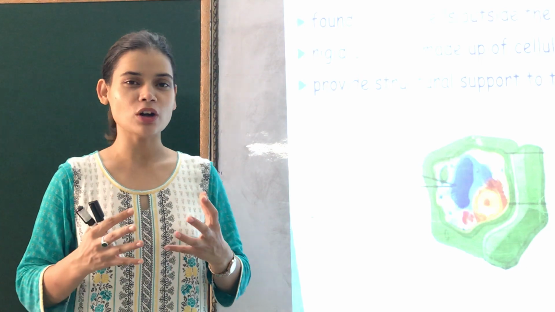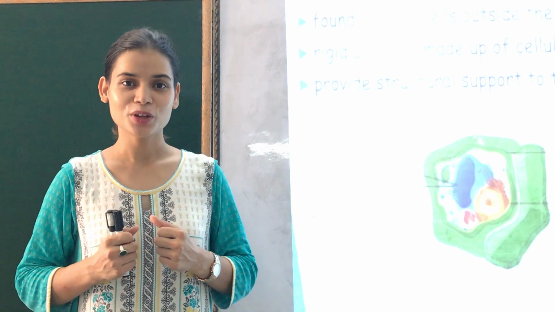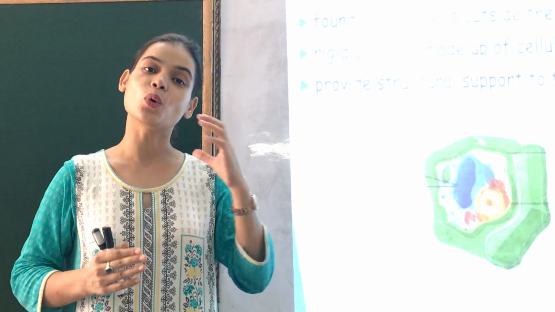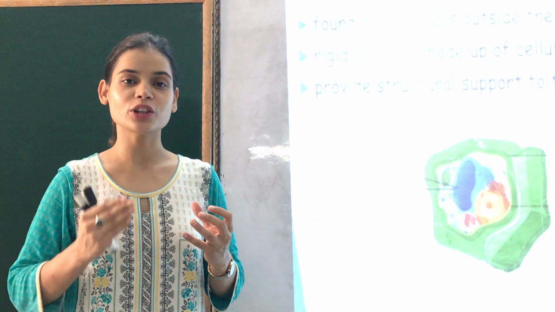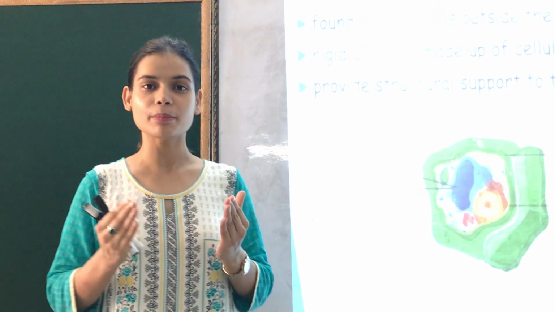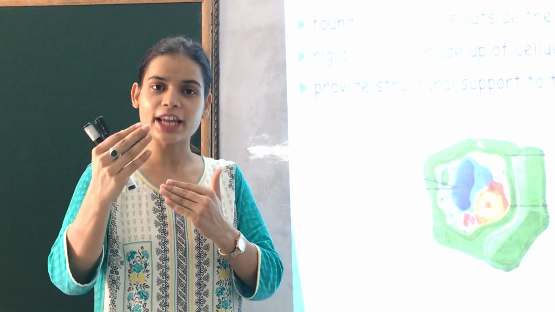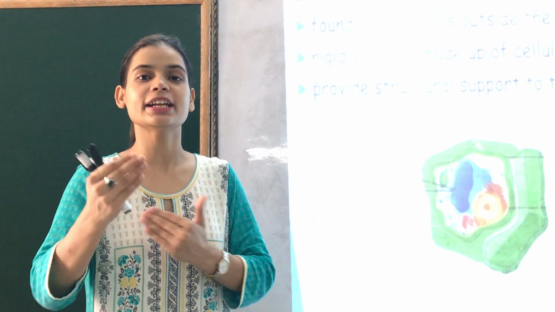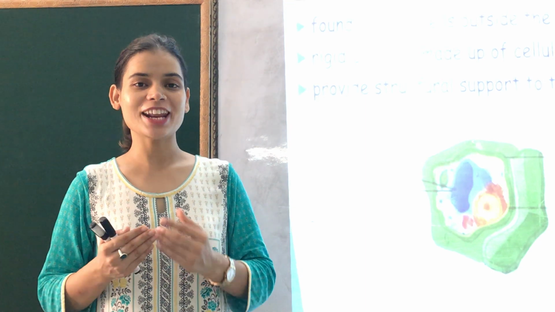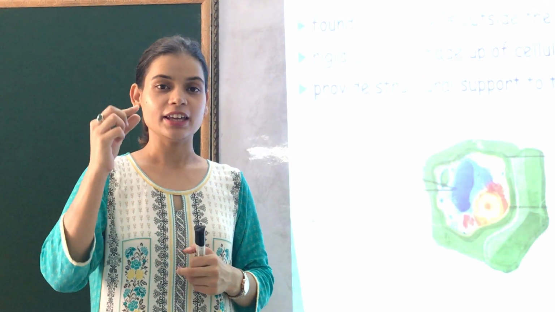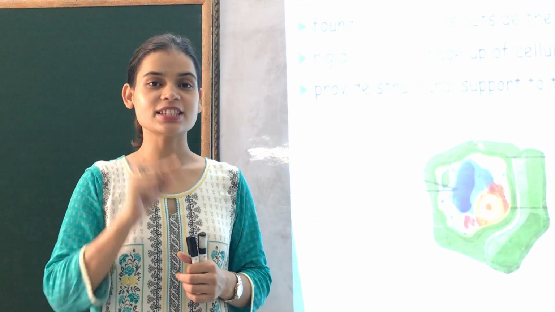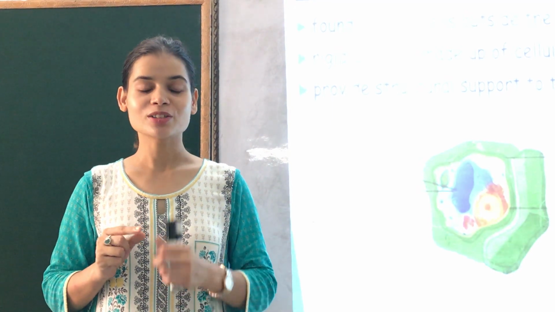This cell wall is not present in humans. Cell wall is present only in plants. In all the animals, all the human beings, there is only a plasma membrane, which permits the exit and entry of materials in and out of the cell. Remember, whereas there is one additional rigid layer in the cell of plants. So let's see that.